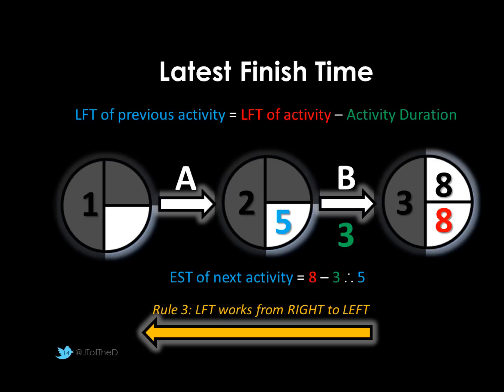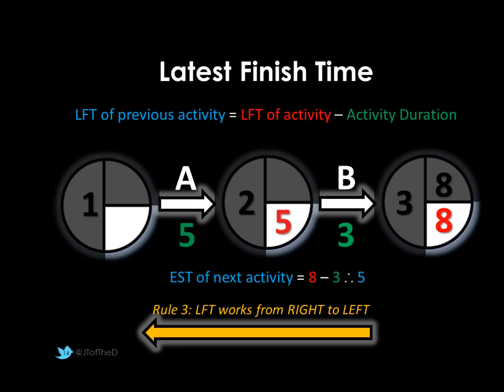So let's work backwards. So this time, you'll see it's all color-coded. We're trying to work out from right to left, and this is actually rule 3. So our blue figure is our latest finish time of our previous activity. So we know that we finish activity A after 5 minutes. That's the latest finish time we need to be there. And we've worked that out by taking the latest finish time of the activity, which is the red number 8, minus its duration, which is 3, which gives us 5.